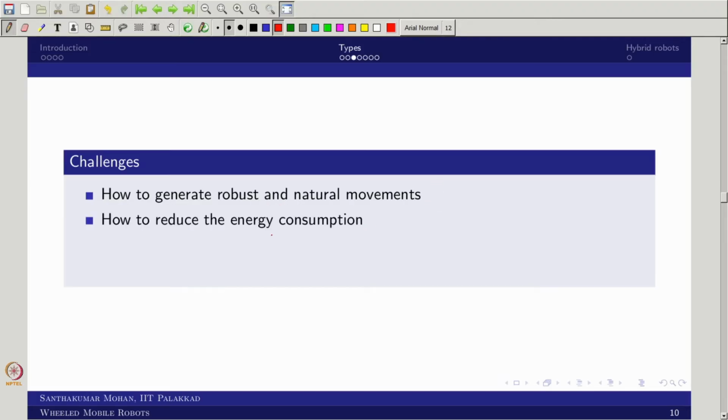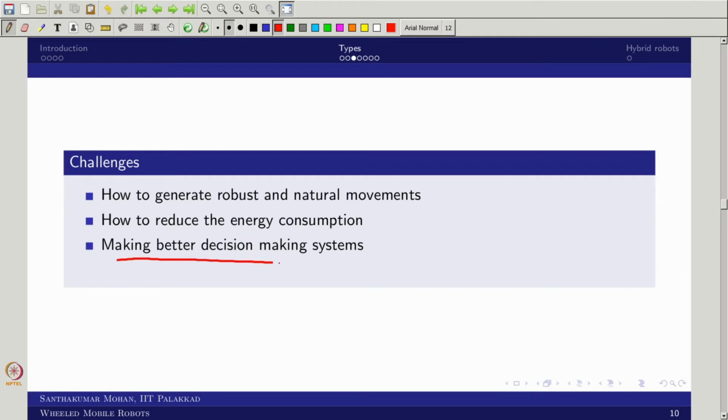The second challenge, you can see, is how to reduce the energy consumption. In the other case we said better energy consumption is an advantage, but here we are saying reduce energy consumption. Why? Because several actuators come into the system, for example in a humanoid or legged robot. Why it is so, we will discuss. Then the next is making a better decision making system. Why? Because the legged system is moving, so it has to do both hybrid force and motion control, right? Now you have to make a decision where to change and how to change. For example, now it is standing in one pose and it has to take the next pose.